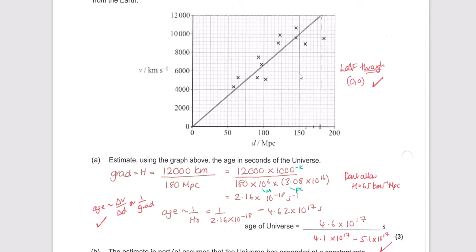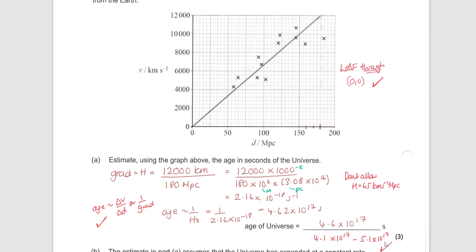But remember, they want it in seconds, and this gradient's in kilometres per second per megaparsec. So you have to take into account the fact we've got kilometres. So I got here, you can see that y is 12,000 times 1,000 for kilometres, and then 180 megaparsec, so it's mega, and then this is a parsec, and that gives me a gradient of 2 times 10 to the minus 18 s to the minus 1, which I know is about right. Now, I know that age is 1 over gradient, so I'm going to do 1 over that, and I get 4.6 times 10 to the 17 seconds, which is bang in the middle of the accepted range.